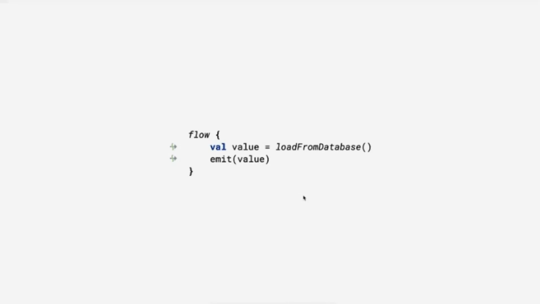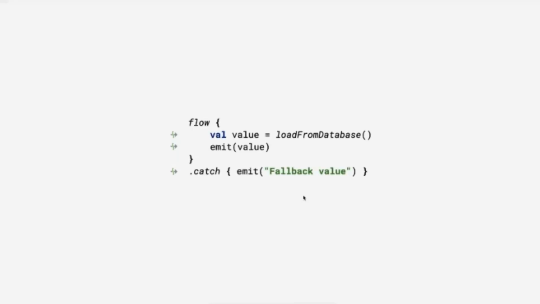Let's take the previous example of a flow which tries to get the value from the database and then emit. As you can imagine, anything can happen while loading from the database, and we might throw some sort of an exception while loading from the database. In order to handle that, you can use something called a catch operator. This is an operator provided by Flow to catch any kind of exceptions thrown above the catch operator. Similar to what we saw before with context preservation, anything below the catch operator will not be handled.